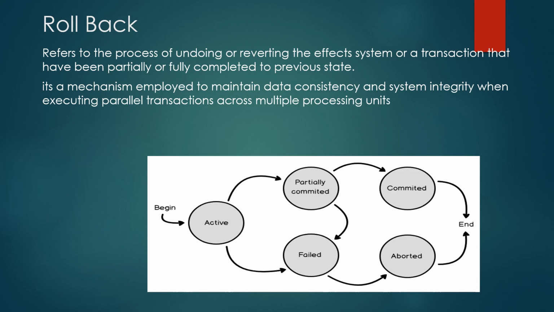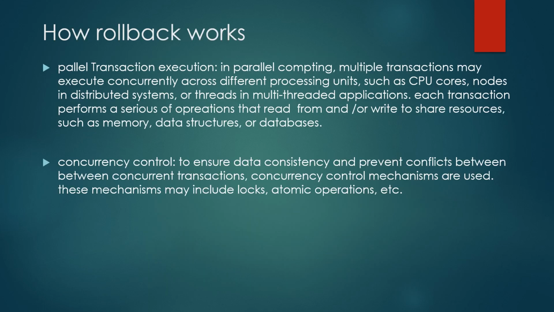Like one can be committed and then the other will be aborted, as it is shown in this diagram below. And then how it works, of course, in parallel transaction execution, we are saying that multiple transactions may execute concurrently across different processing units, such as CPU cores, nodes in distributed systems, or threads in multi-threaded applications. Now, each transaction performs a series of operations that read from or write to shared resources such as memory, data structures, databases, any information source, maybe the cloud.